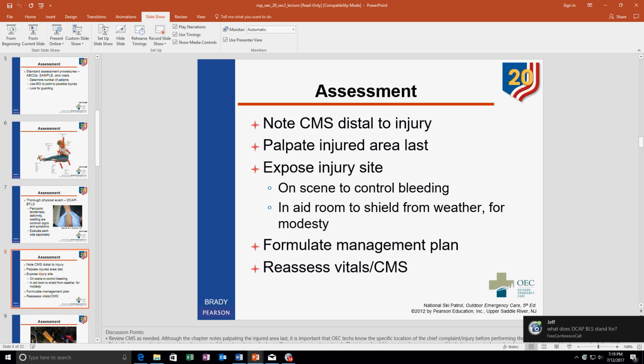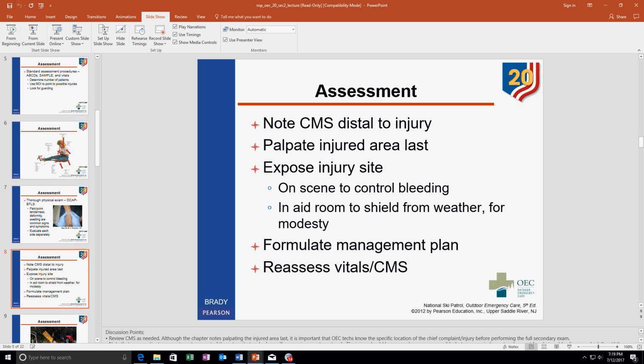Okay. Assessing CMS: circulation, motor, sensory, distal to the injury. Do that before you treat, during your treatment, depending on what you're doing, and when you're finished treating. You want to make sure that if there is any change, you didn't cause it, or if there is one that you do note it. This talks about when you palpate, expose, and figure out what you're going to do. Again, always reassess vitals, and that CMS is ongoing.